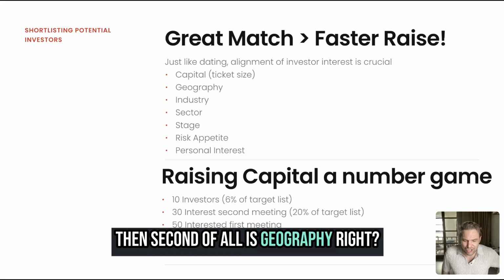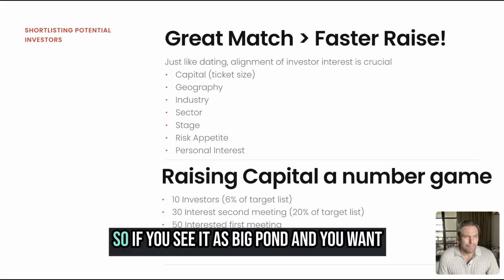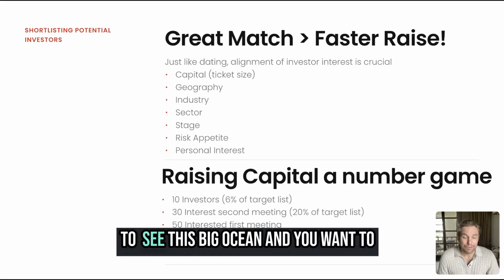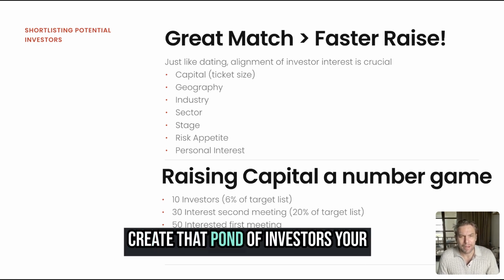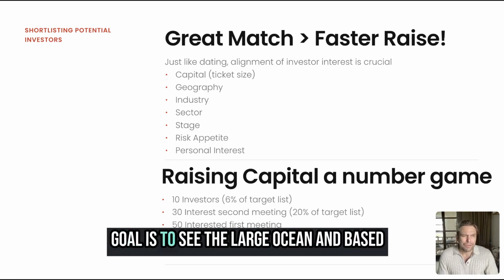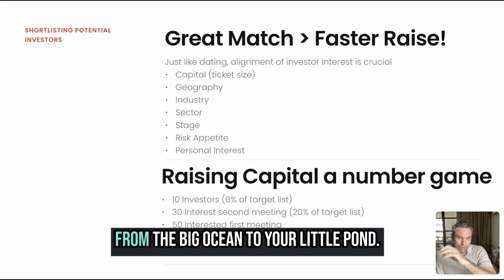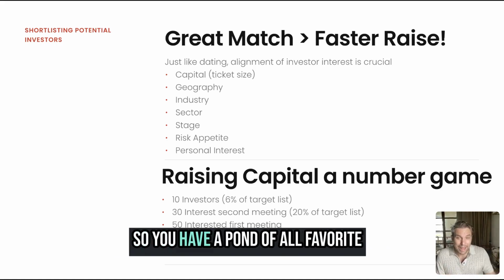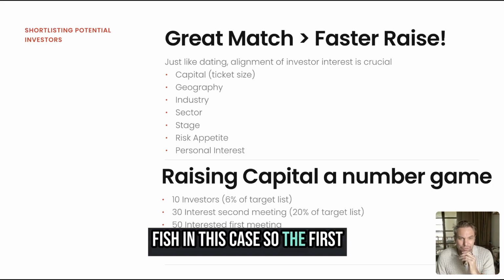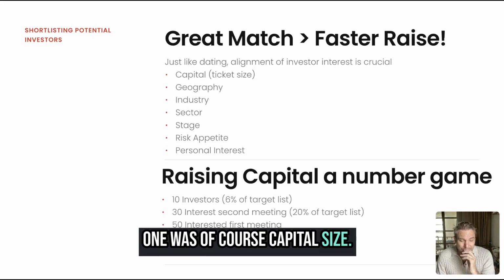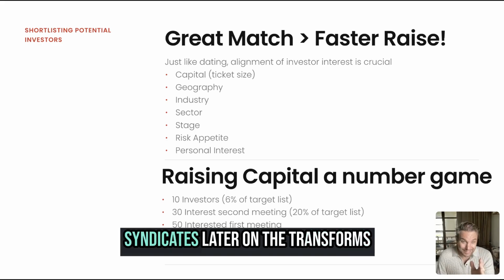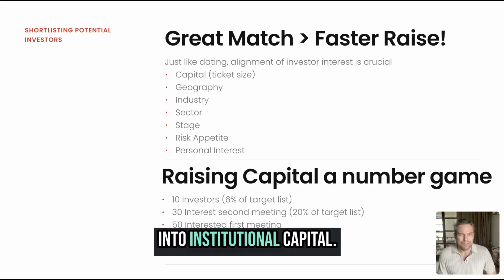Then second of all is geography, right? So if you see this big pond and you see this big ocean and you want to create that pond of investors, your goal is to see the large ocean and based on each of these variables, move fishes from the big ocean to your little pond. So you have a pond of all favorite fish in this case. So the first one was, of course, capital size. Not all investors are the same. We go all the way from angels, syndicates, and later on it transforms into institutional capital.